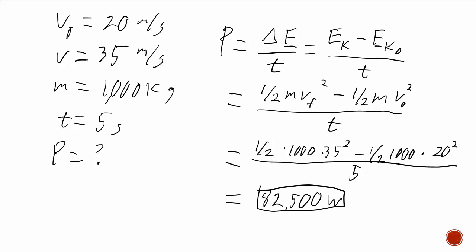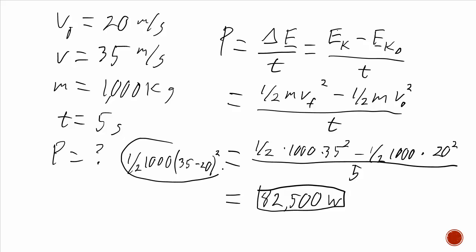I will make one comment. I mentioned earlier you could factor out this 1/2 times 1,000. A common mistake, if you do that, you've got 1/2 times 1,000, and then I've seen a lot of students take 35 minus 20 and then square it. Do not do that, okay? That is not the same algebraically as factoring out that 1,000 and doing 35 squared minus 20 squared. This is the correct way if you want to factor it out. Do not do it this way.